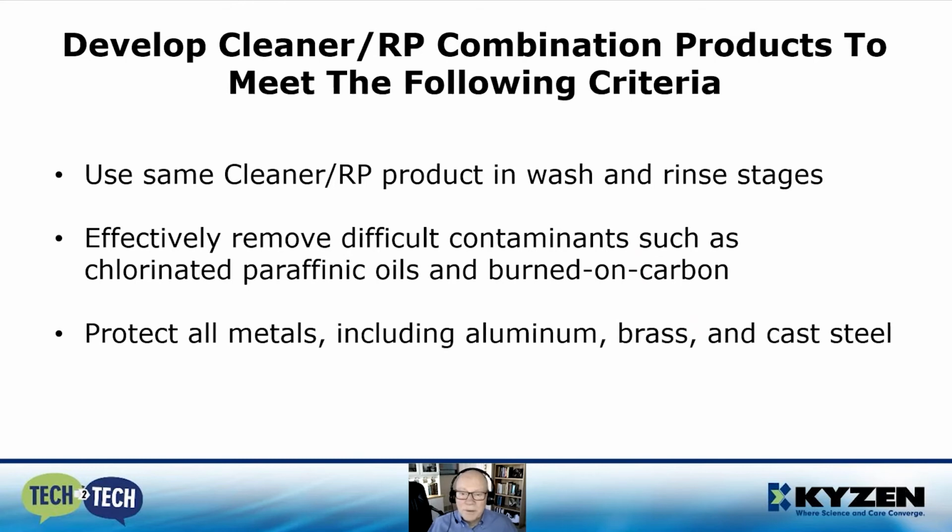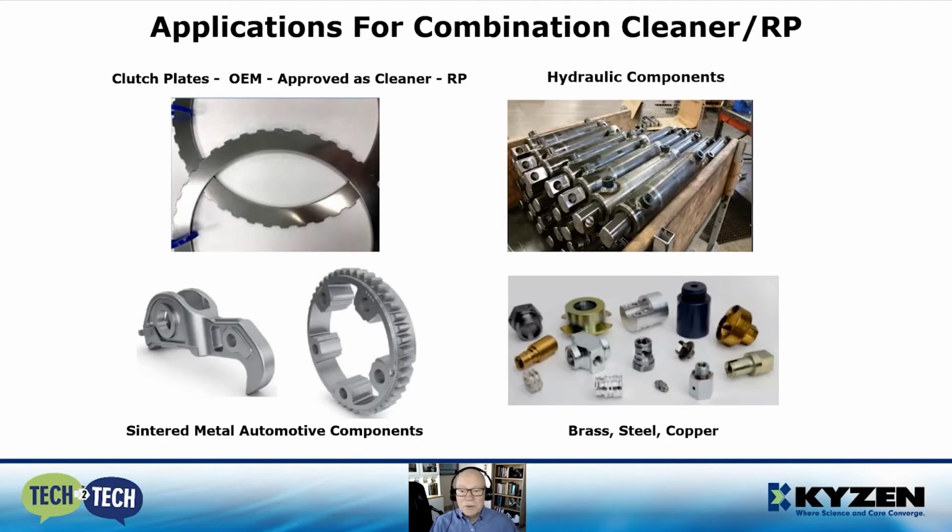And we set out to develop cleaner RP combination products, which contain both cleaner and the RP, to meet the following criteria. Basically, use the same cleaner RP product in wash and rinse stages throughout, so intermixing doesn't matter. Effectively remove difficult contaminants like chlorinated paraffinic oils and burned on carbon. Protect all the different metals, which normally are brass, aluminum, steel.